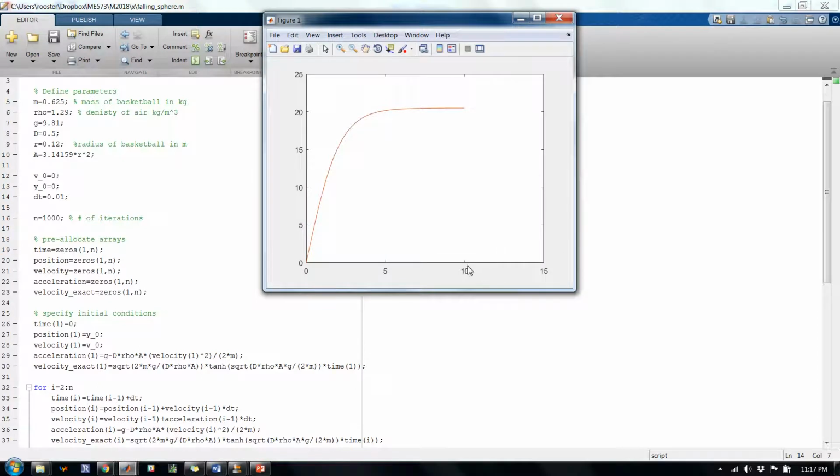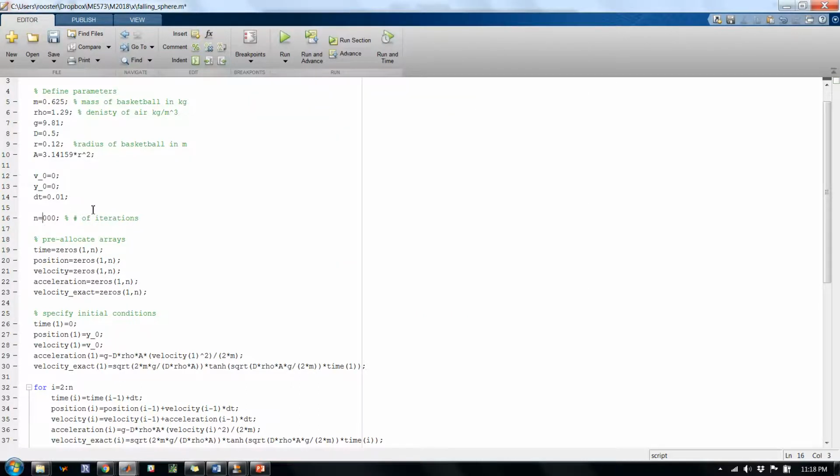Now, this is why I was pointing that out. We've only gone out 10 seconds of actual simulation or model time. Remember, 1,000 times 0.01 gives us 10 seconds. If I wanted these to extend further, I'd have to run it more times. We can do that very easily. Let's just change n to 2,000.